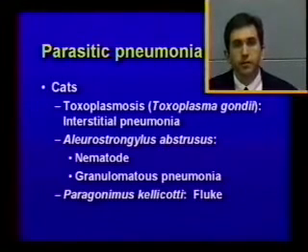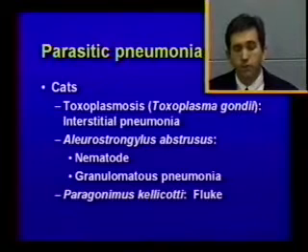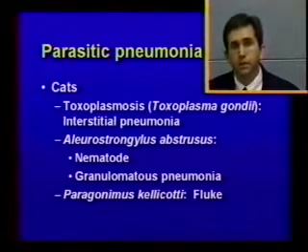There are some parasites of cats that are known to cause parasitic pneumonia, and the most famous of these would be toxoplasmosis, caused by the agent Toxoplasma gondii. This causes an interstitial pneumonia, which means that the agent replicates in the epithelium that lines the alveolus of the lung. There are two other parasites that we see with relatively high incidence in cats in Florida, and those are Aelurostrongylus abstrusus. This is a nematode of the lung, causing a granulomatous pneumonia, and then a fluke that's present in the lung of cats, known as Paragonimus kellicotti.